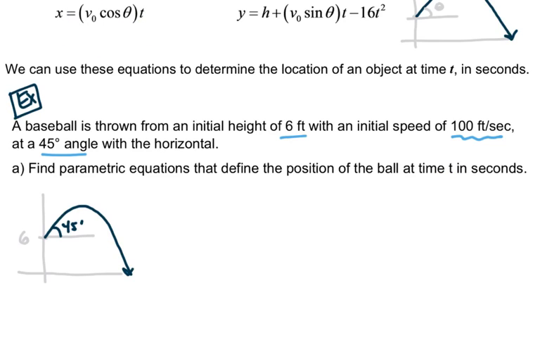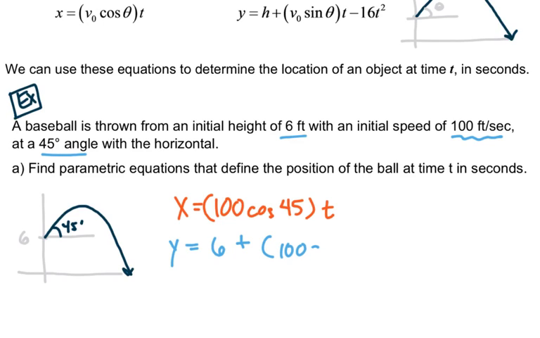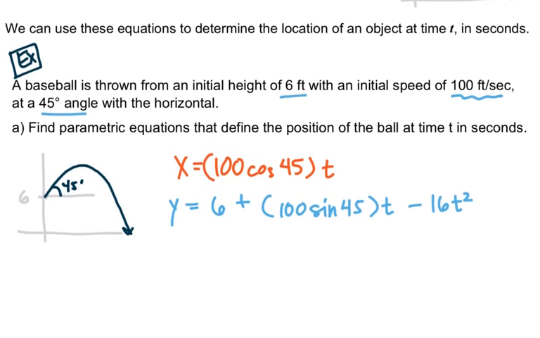So for x equals v naught, my initial velocity is 100, and then we'll say cosine of theta is 45. So x equals 100 cosine 45 t, and my y value, that's going to be my initial height, 6, plus my velocity, 100 times sine of 45 t, and then we'll have minus 16 t squared. So all I did was use my given information and plug it into my two formulas.